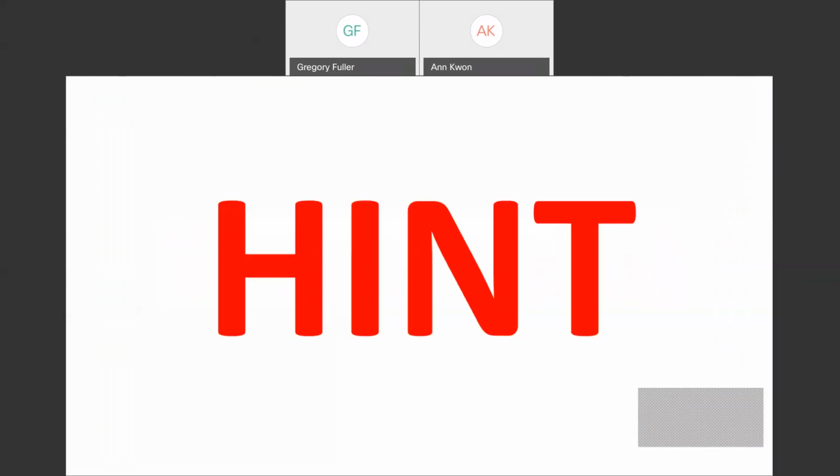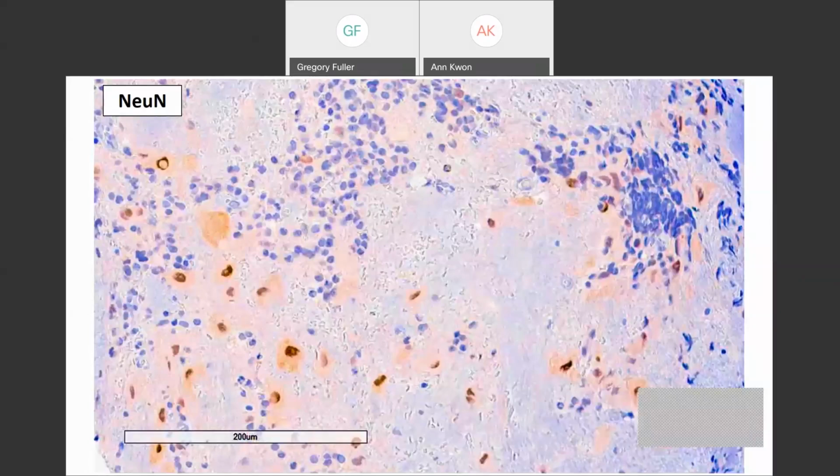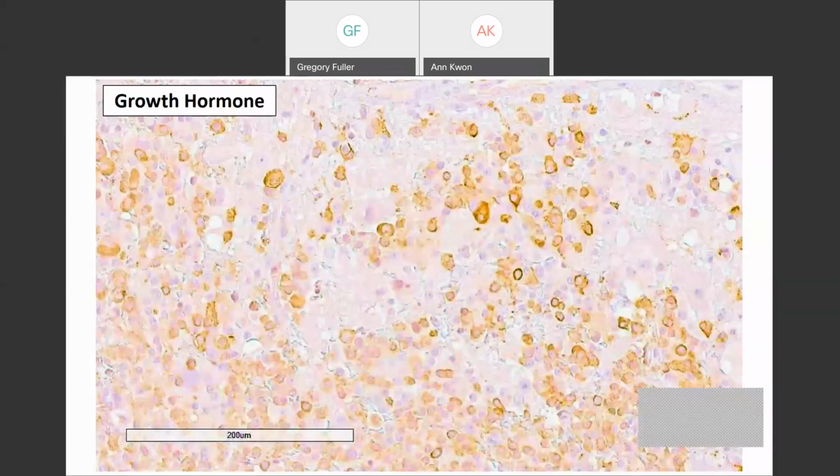Okay, what's the diagnosis? Okay, this is a hint. I was going to give a hint. The hint was immunohistochemistry. This is neuronal nuclear antigen. See how it's lighting up the nuclei and the cytoplasm of the ganglion cells? It says, yes, they really are ganglion cells. They're not atypical astrocytes, something like that. And then here's the growth hormone. And the growth hormone is lighting up the pituitary adenoma, the somatotroph adenoma.